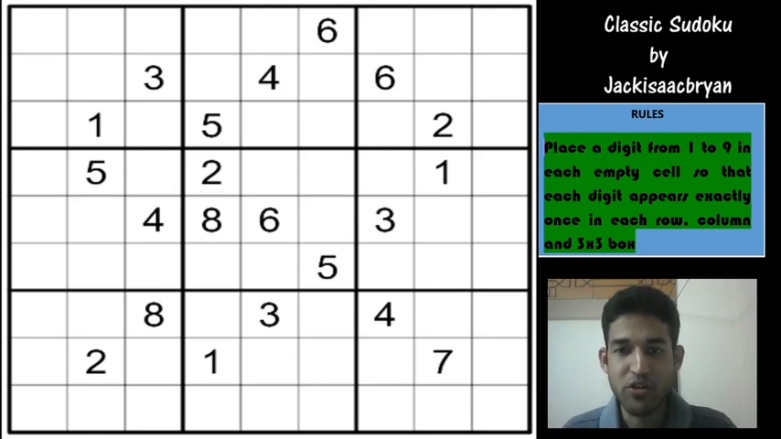The rules of the Sudoku are standard classic rules. Each row, each column and each 3x3 box of the Sudoku will have digits from 1 to 9 without repetitions.